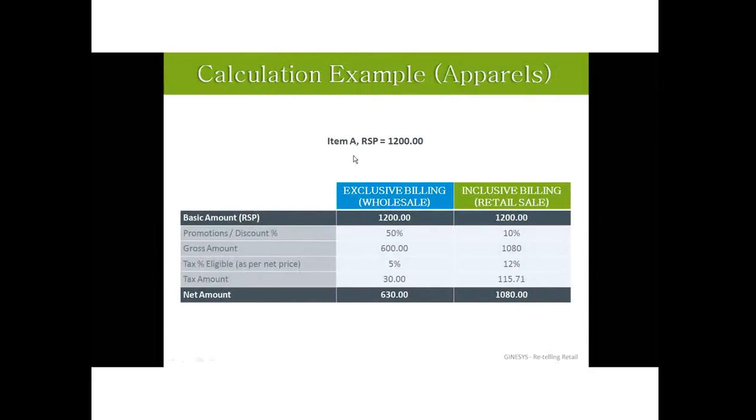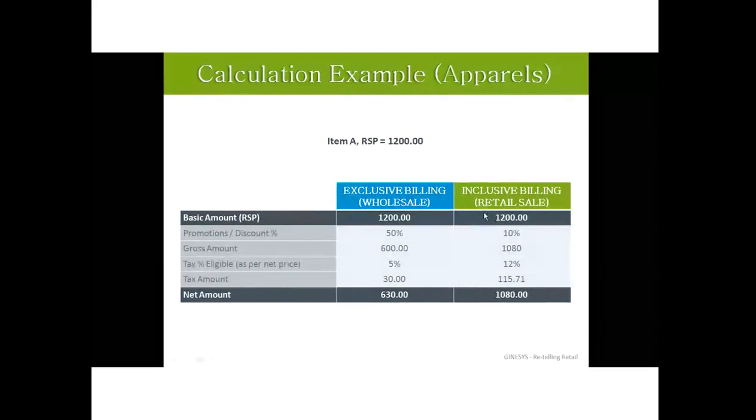Okay, now coming to the calculation example of apparels. Suppose the RSP value is 1200, and in case of exclusive billing, the discount percentage is 50%, so the value comes to 600 rupees. Now since this 600 is below 1000, I'll have to charge 5% GST on this, because as per the government it is sale value per piece. So 600 is less than 1000, 5% will be charged. Accordingly 30 rupees will be the tax amount and the net amount will be 630.